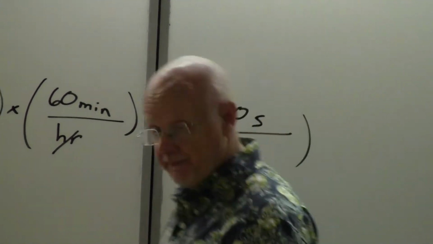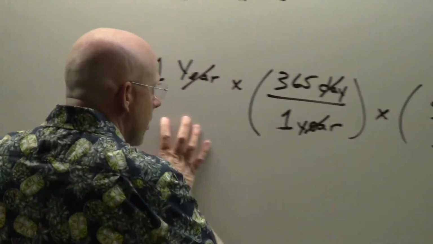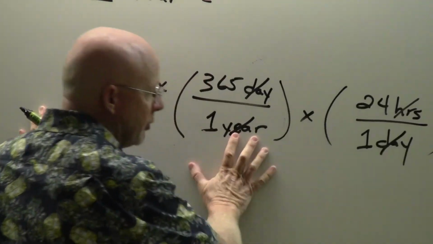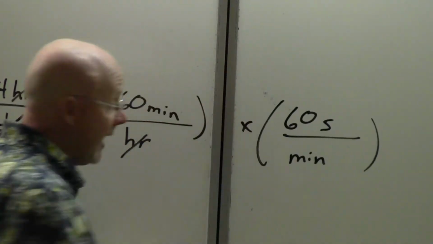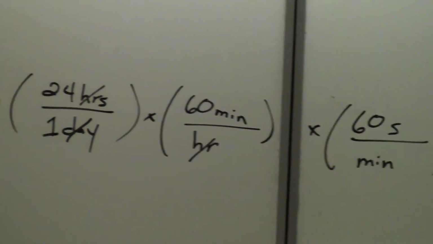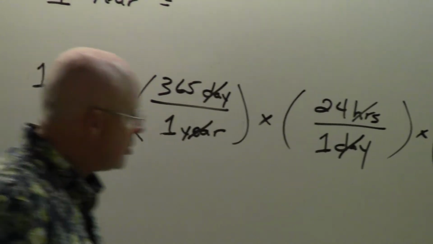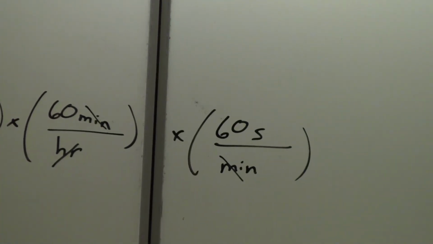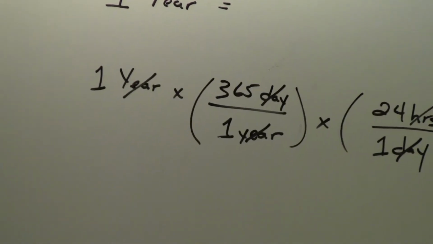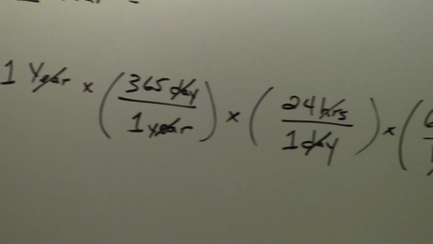And so notice, I started with a year, and I multiplied by 1. I multiplied by 1. I multiplied by 1. And I multiplied by 1. I didn't change anything. I still have 1 year. What I did change, though, is the units. And so I will have so many seconds left here.